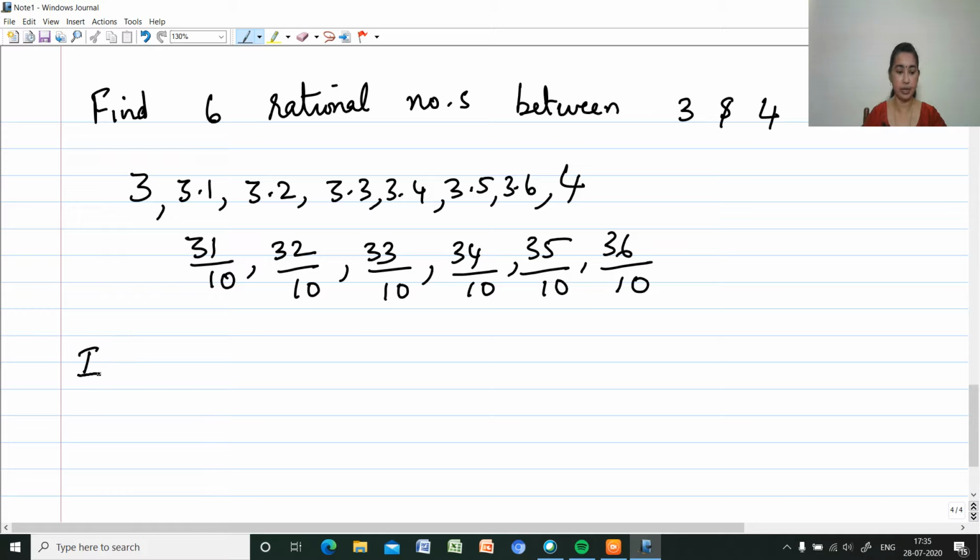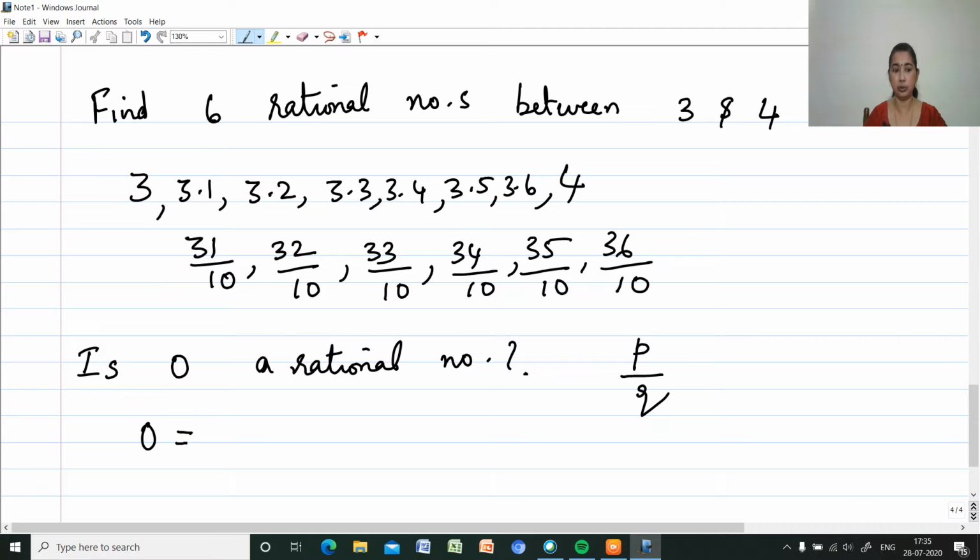The question is, is 0 a rational number? Can you write it in the form P by Q? Of course, 0 is a rational number. Why? It can be written in the form P by Q.